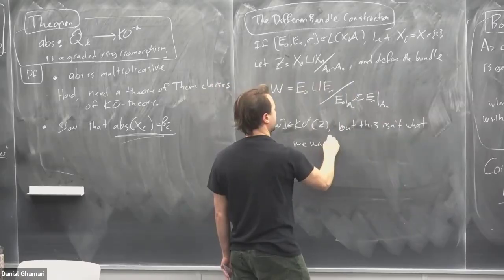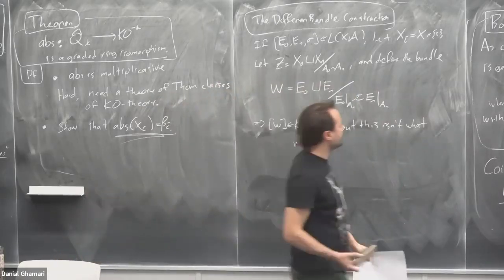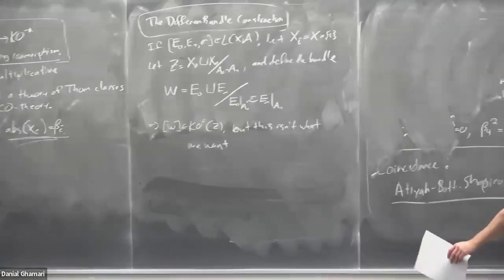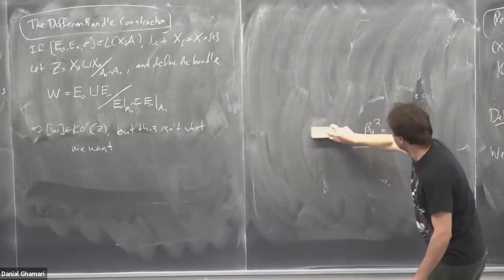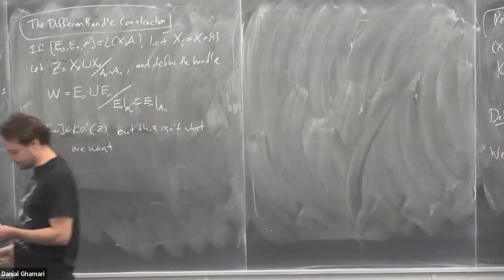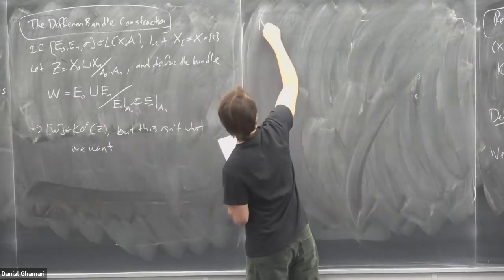We want something in the K theory of X comma A. So what is the K theory of X comma A? Does it have anything to do with the K theory of Z? Then we whip out some algebraic topology. It would be of some use to us. So notice the excision isomorphism.